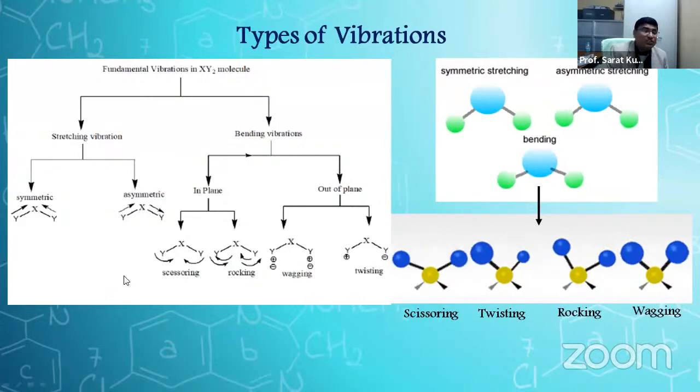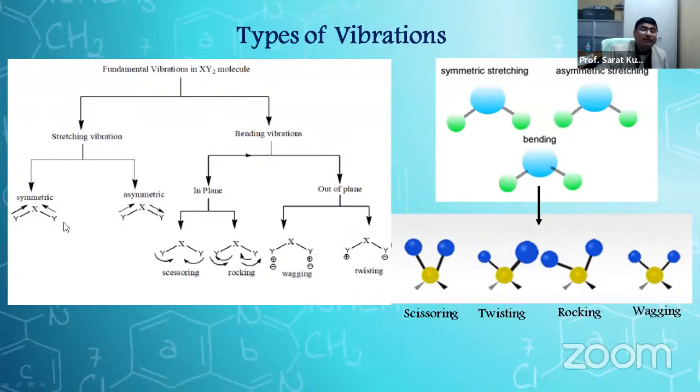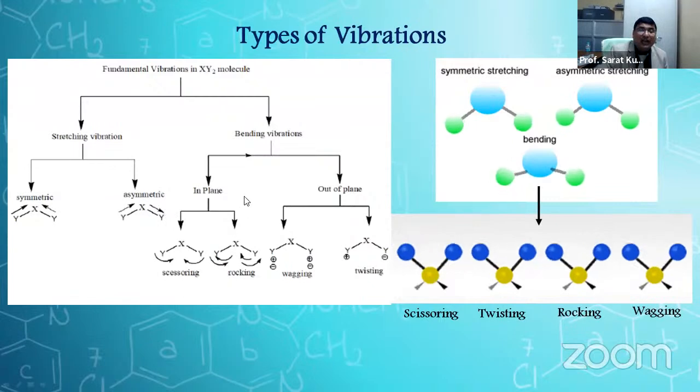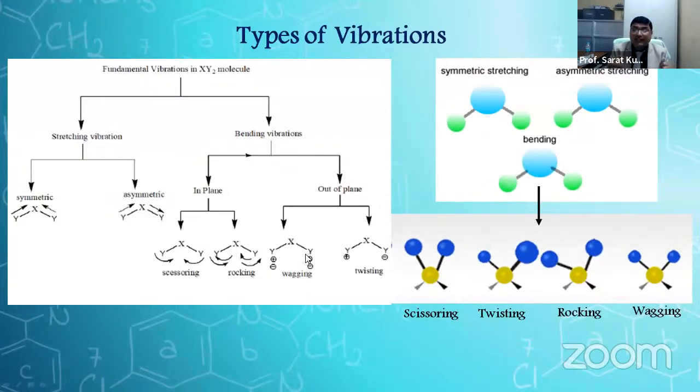I am not wasting time because this is the complete theory. Stretching can be symmetric or asymmetric. And bending vibration has two types: in plane bending and out of plane bending. In plane, the possibilities are scissoring and rocking. And if it is out of plane, that is wagging and twisting.